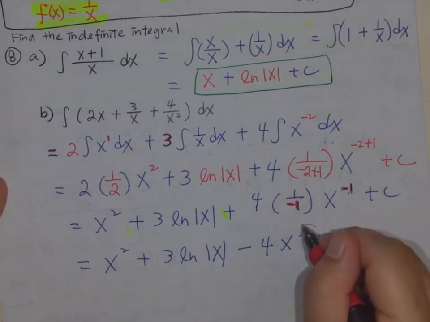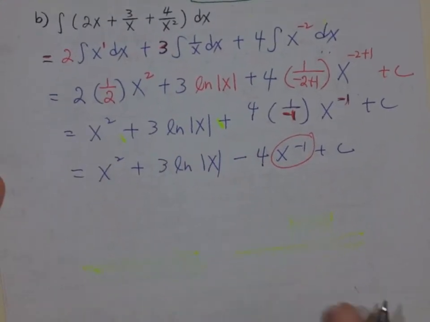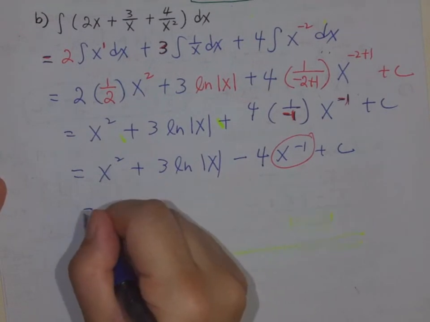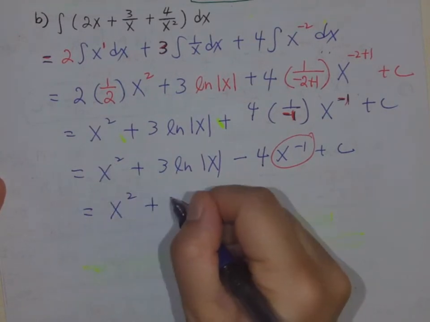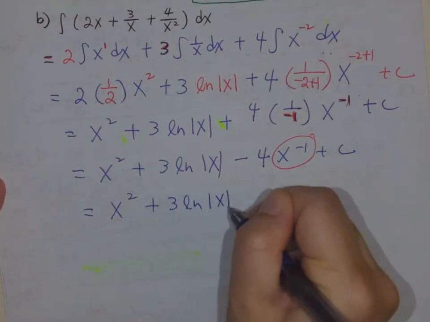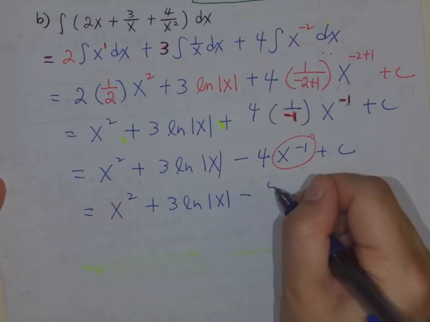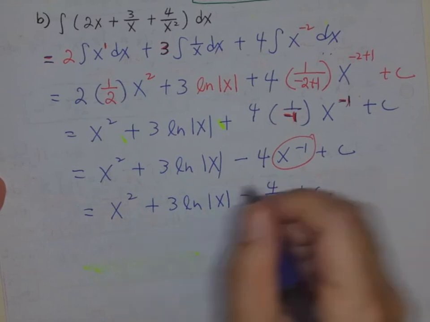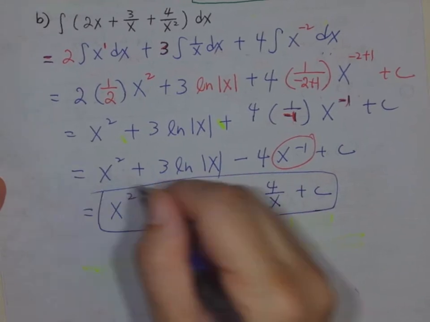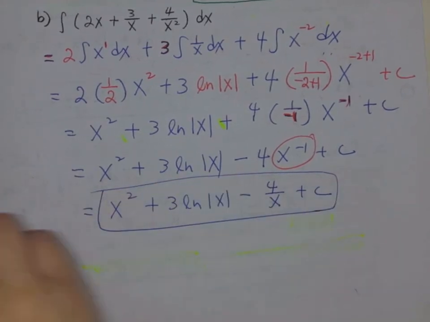Don't forget, we're not supposed to have negative exponents, right? That was addressed in the competence exam. x squared plus 3 ln of x minus 4 over x plus c. So that would be your answer. All right.